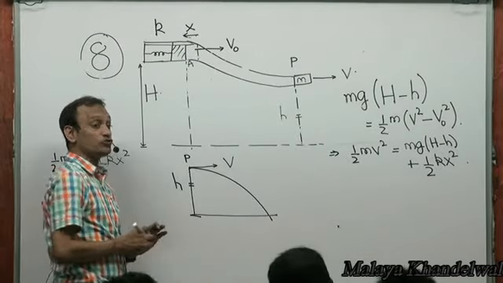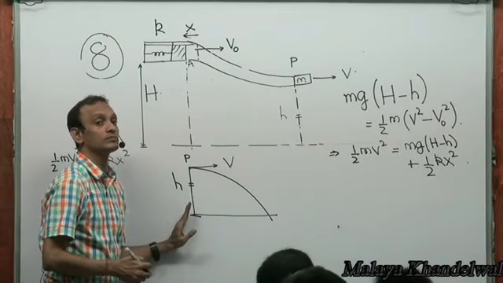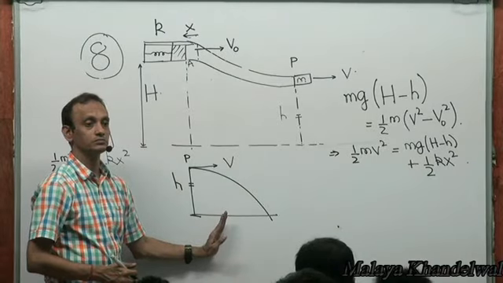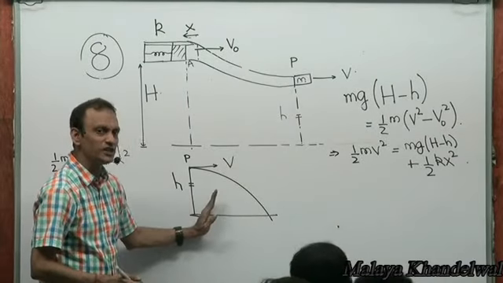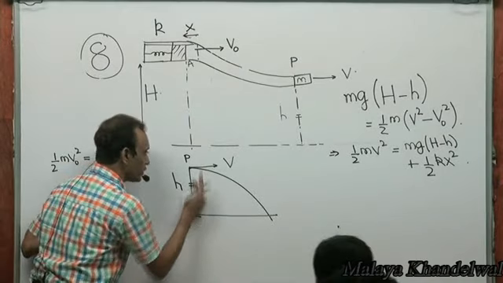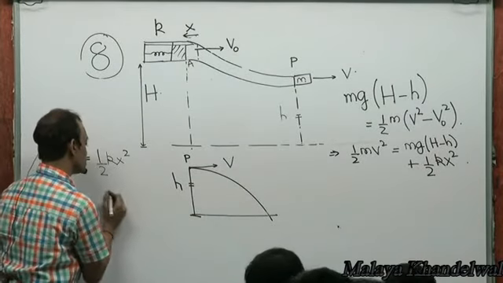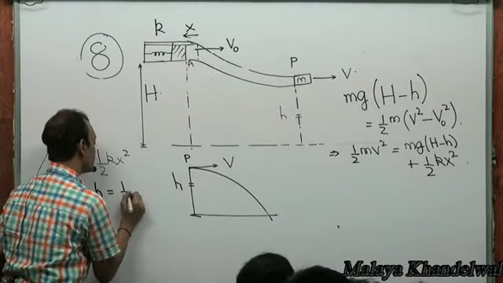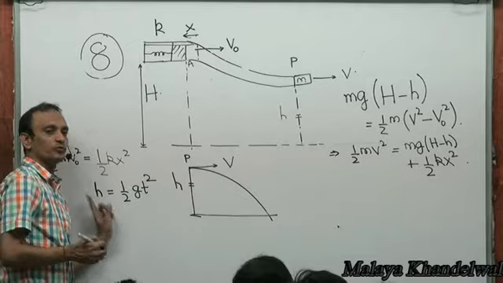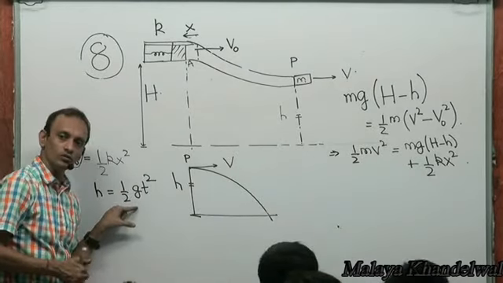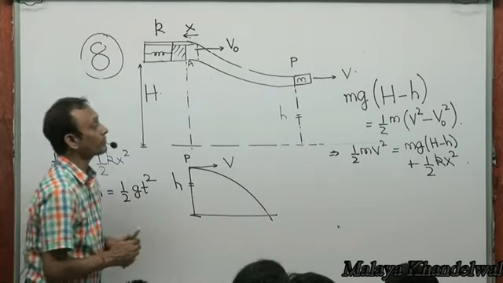The time taken for it to fall through a height h would be how much? What would be the time it takes to fall through this height h? Right? Root 2h by g, yes or no? See, to fall through a height h, h would be half gt squared. So time taken would be root 2h by g. Yes or no? Right?